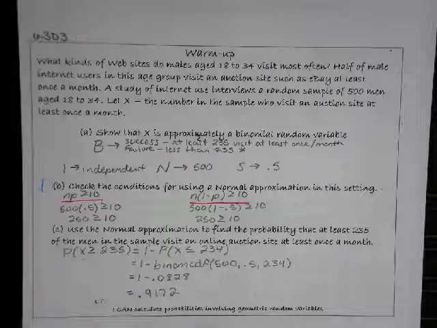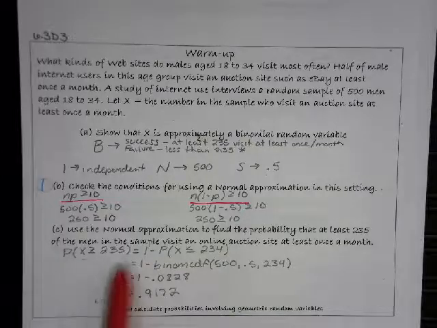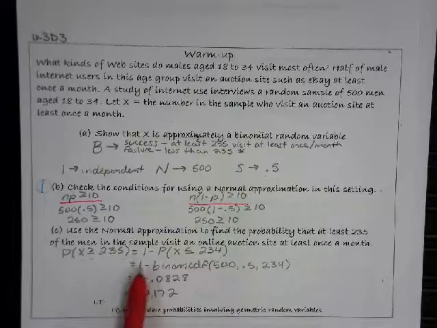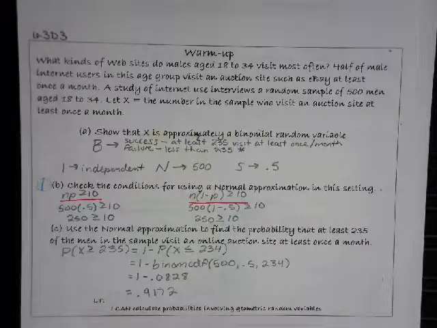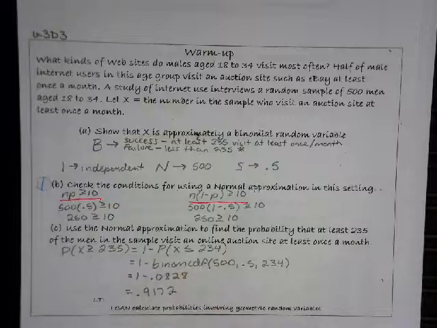Then on part C, you had to find the probability that at least 235 of the men in the sample visit an online auction site at least once a month. So the probability that x is greater than or equal to 235 is equal to 1 minus the probability x is less than or equal to 234. Because binom CDF only tells you the left-hand side. It's not like our normal CDF where we can set it up to do either side. Binom CDF only does the left.